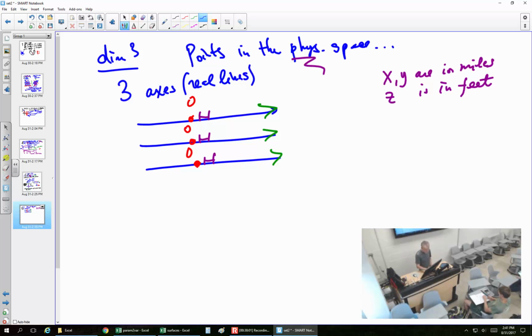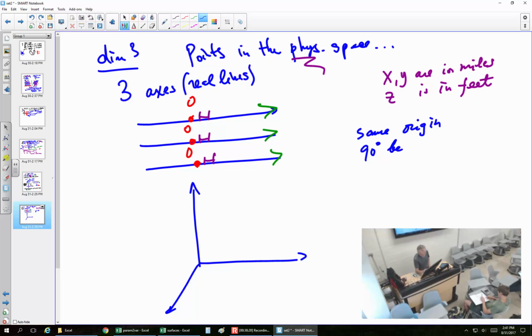Doesn't matter. We'll put these together. We could handle all of them. Once again, the requirements are similar. So what are the requirements? They're the same origin. Okay, same origin, 90 degrees between all of them, between any pair of axes. There are 3 axes, so there are 3 pairs. So the 90 degrees appears 3 times. Same origin, 90 degrees between any pair of axes.